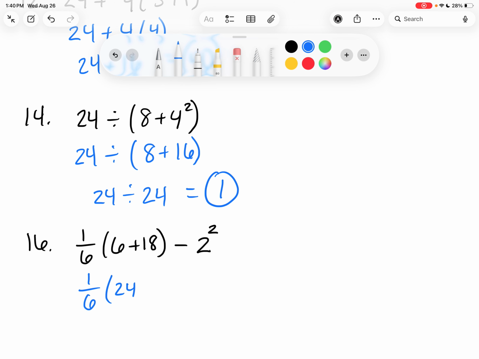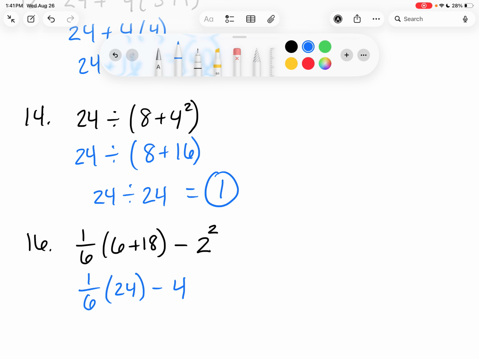Now, I'm going to go ahead just to save a step of writing, and you're absolutely welcome to do this as well. Minus 2 squared is what? 4. So as long as it's kind of like two separate things, I don't mind if you go ahead and do a couple things in one step, especially with some of these longer problems that have a little bit more to them. So I've got 1/6 times 24 minus 4. So what do I do next?